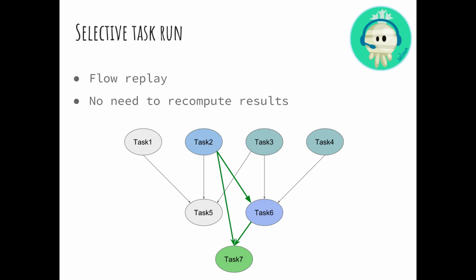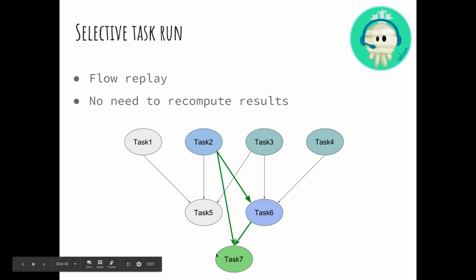So the only thing you state is that I would like to run only task 7. And Selinon automatically computes which tasks should be run respecting the dependency graph. So task 2 and task 6 are direct dependencies for task 7, but there are also task 3 and task 4 that are direct dependencies for task 6. So Selinon runs task 2, task 3, task 4, and task 6, and then it proceeds to task 7.